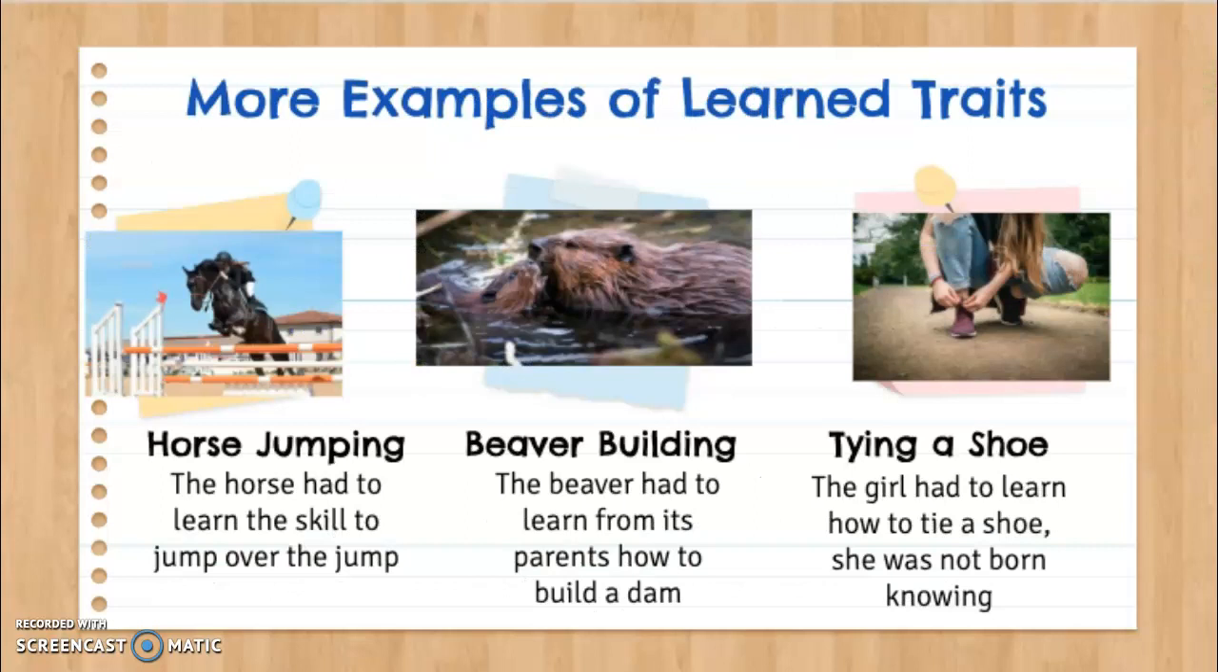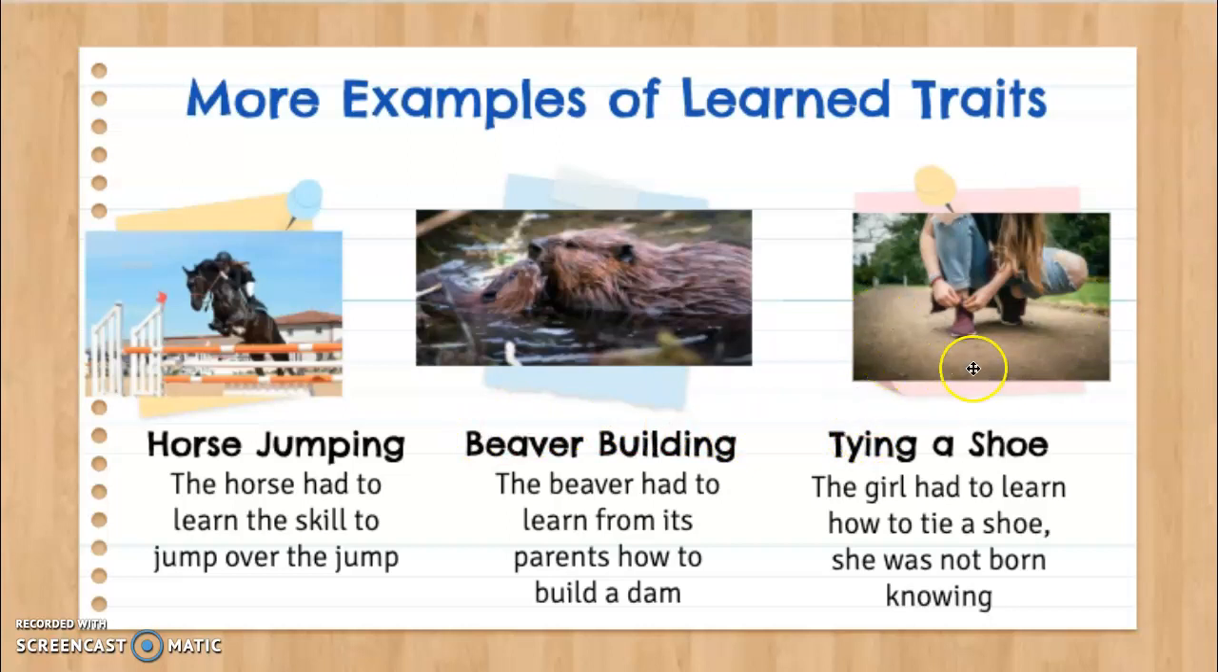Here are some more examples of learned traits. This is a horse jumping a jump. The horse had to learn how to jump over the jump. The rider on the horse taught the horse how to jump the jump. This is a learned trait. Here is a beaver. Beavers build dams. Beavers cut down trees. They learn how to do it from their parents or any beavers in their group of beavers. They learn how to build the dam. This is not something they are born with.